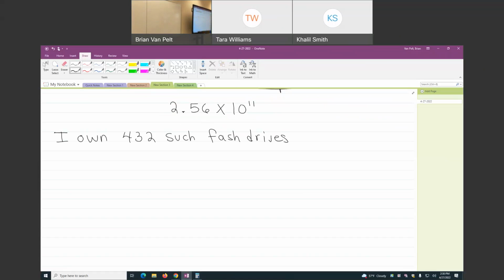Suppose I happen to own 432 of those things. These flash drives are 256 gigabytes. They're treated like plug them in, pull them out. It never even gives you the option to eject. It expects you just to pull the plug. I've only seen that for 256 and above, not below. So suppose I had 432 such.